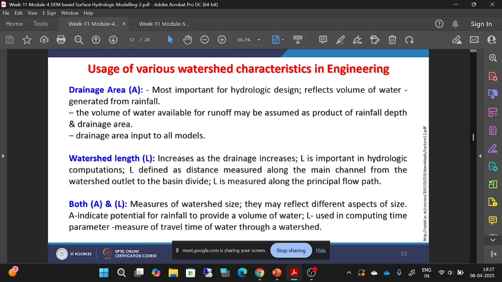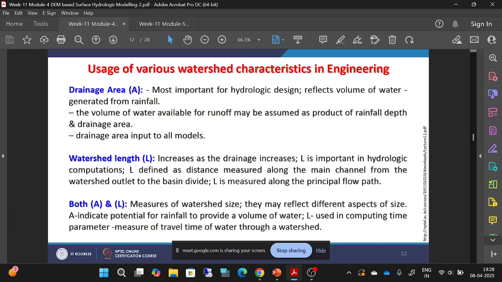Watershed length increases as the drainage increases, and it is important in hydrologic computations. It is defined as a distance measured along the main channel from the watershed outlet to the basin divide, okay, where that boundary is from there till the outlet. And this we have already talked about. And then when you consider both drainage area and the watershed length, that gives you measures of watershed size. They may reflect different aspects of size.